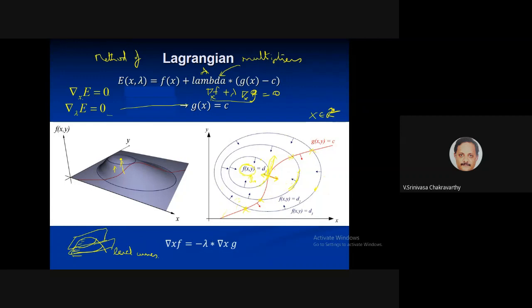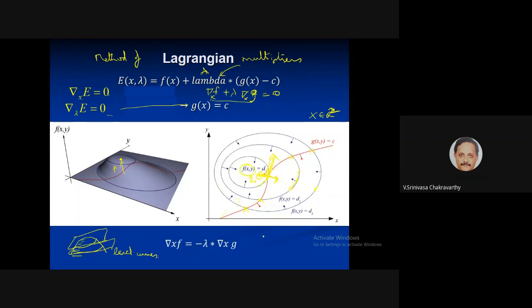Okay, so at this point you have a common tangent. That means the normal of the level curve and the normal of the constraint curve g must be parallel. They can be in opposite directions, but they must be parallel because both have the common tangent at that point. What does that mean?